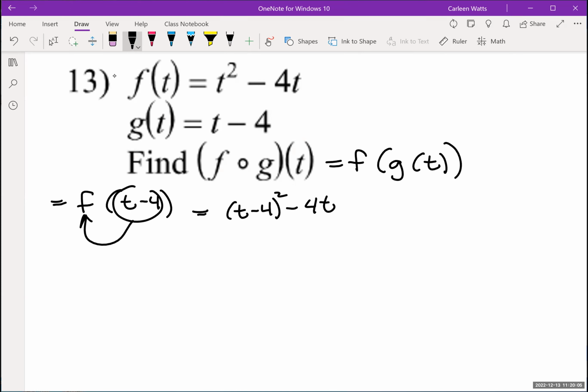Oh, I made a mistake. I plugged it in here. I also have to plug it in here. Both places. Okay, t minus 4 squared. What does that equal?